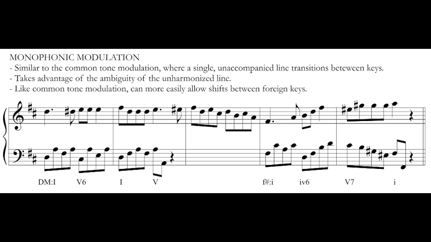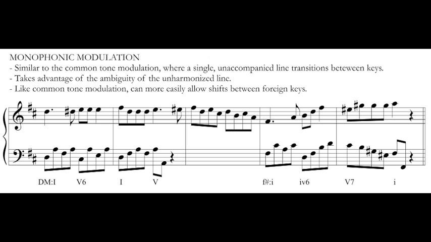We lose track of the harmony because we only have one line playing at a time, and in that period where we do not have harmonization, the music allows itself to be reoriented into a new key. Like our common tone modulations, this allows us to shift a little bit more easily between foreign keys. Let's take a listen to another simple example.